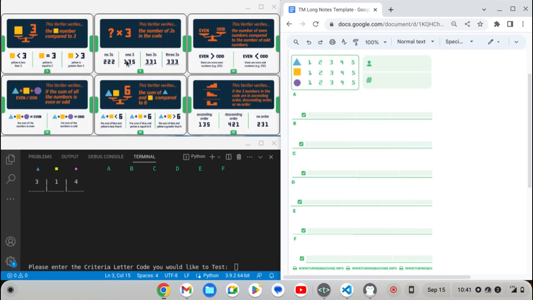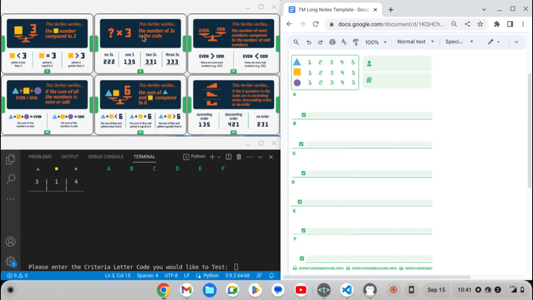So in our grid above, we've got our 6 criteria cards. On the top row, we've got criteria card A, criteria card B, and criteria card C. On the bottom row, we've got criteria card D, criteria card E, and finally criteria card F. So criteria card A looks at our middle digit, the square digit, and compares it to the number 3. So should the value of square be less than 3? Should it be equal to 3? Or should it be greater than 3?